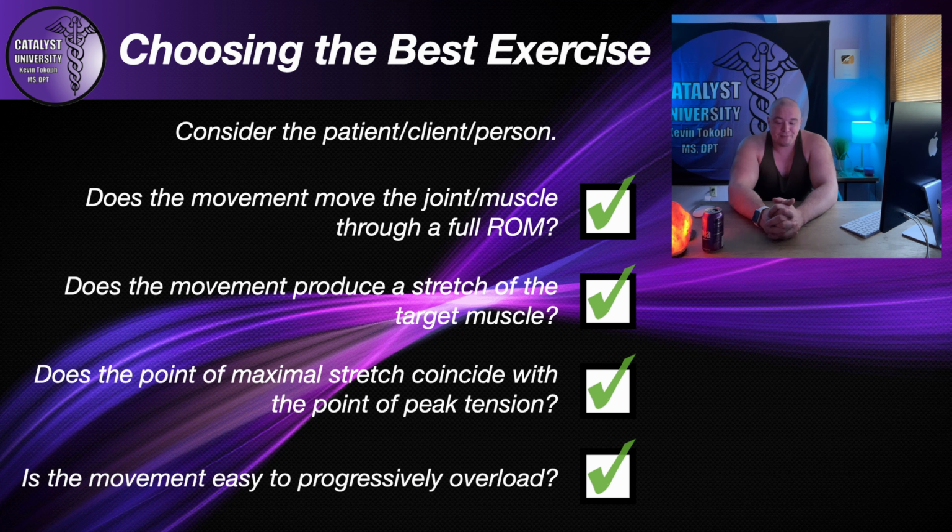Part B is we want to get a stretch on the target muscle at some point in the movement, okay? That means when we're moving through the range of motion, we want that muscle to be stretched as much as possible, okay? Number 3, we want that exercise to be easy to progressively overload. Not all exercises are easy to progressively overload. A sit-up or a crunch, kind of difficult to progressively overload, especially through a full range of motion.